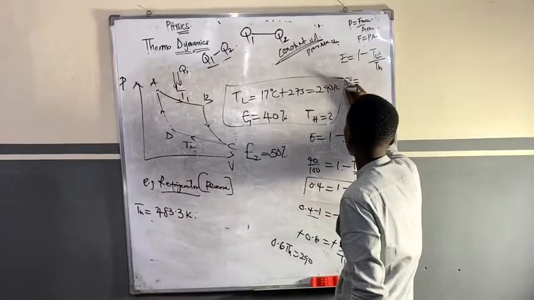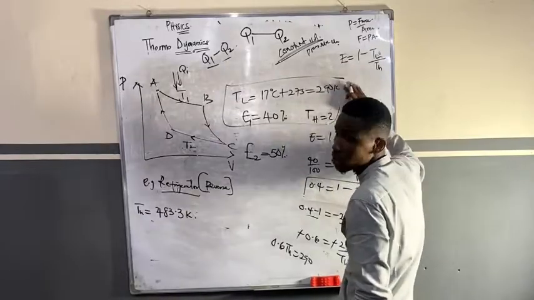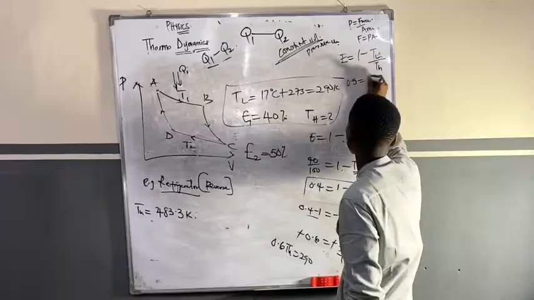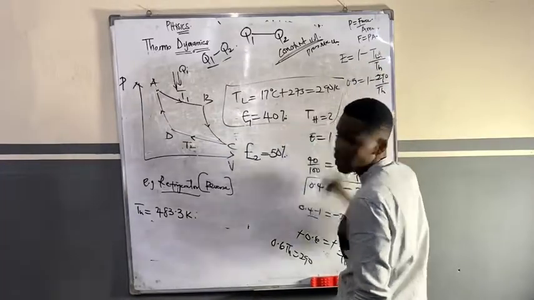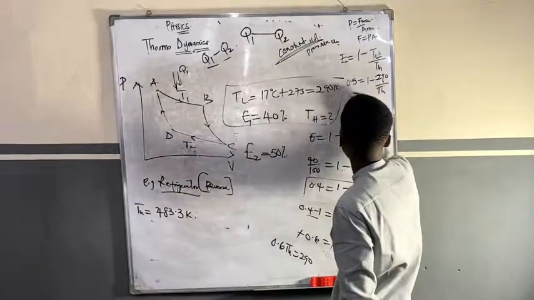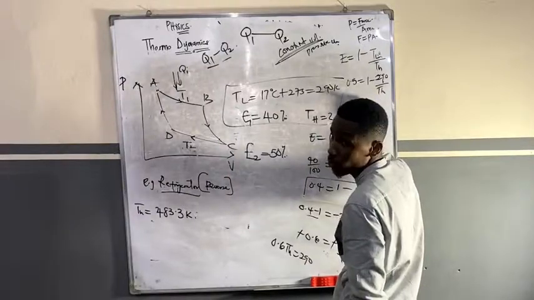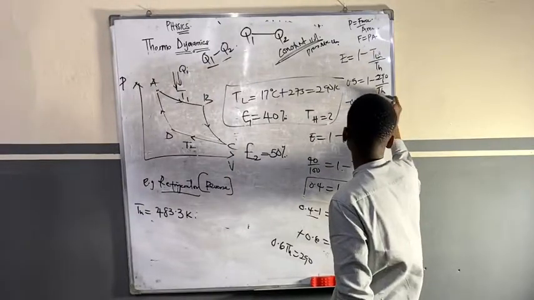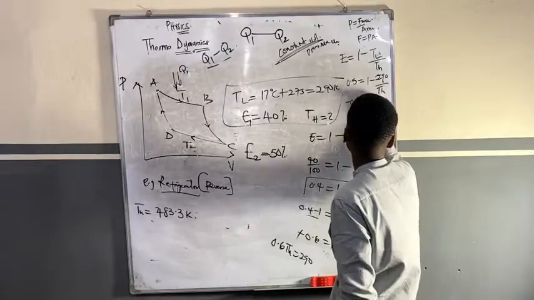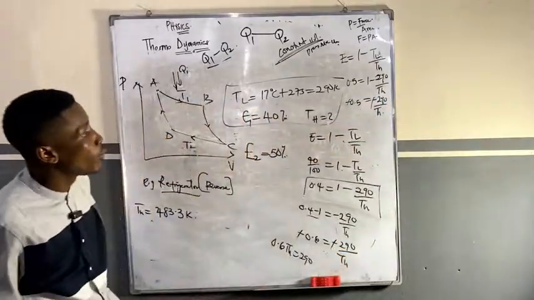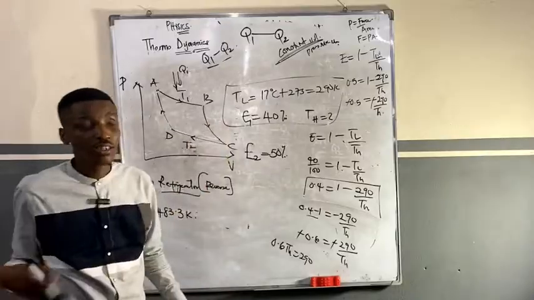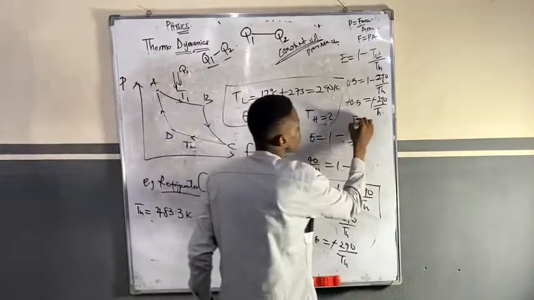So 50 over 100. 50 over 100 is what? 0.5 equals 1 minus 290 over TH. Are we together? Now if I carry 1 here to become minus 0.5, I hope we are together, equals minus 290 over TH. If you cancel your minus, what does that become? 0.5 times TH equals 290. So that means TH will now be what?